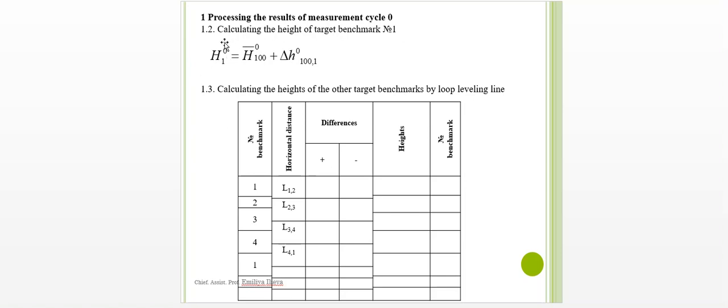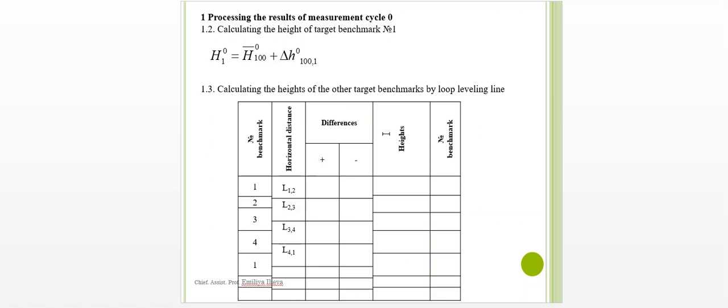The height in zero cycle for the target benchmark 1 is going to be the height of the initial, the first, the reference benchmark plus the measured elevation in the zero cycle. This value is the elevation difference here.